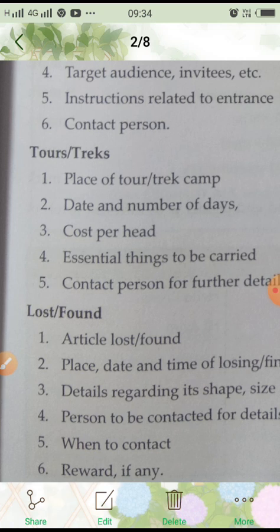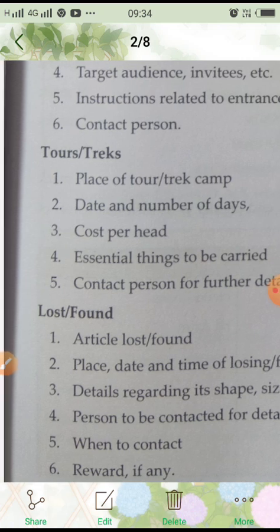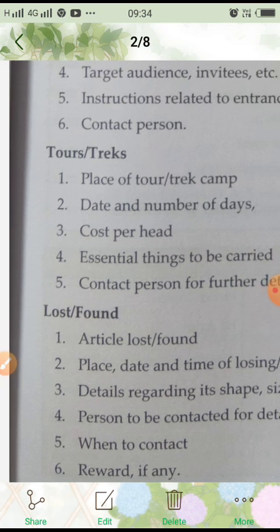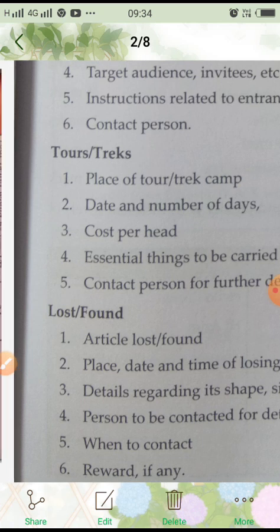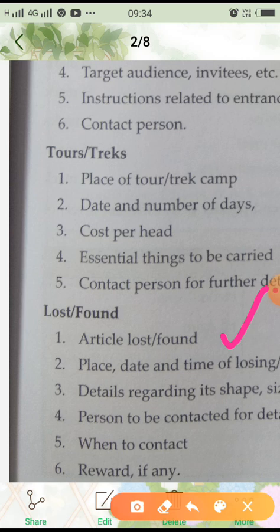Suppose in a school, you have found specs fallen on the ground while playing. It is good to return those specs, but you don't know whose they are. So what you will do is write a lost and found notice, and in that you can mention these things which are given: the article lost or found, that is, what you have lost and what you have found.